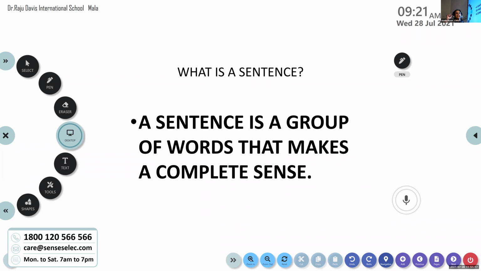What is a sentence? A sentence is nothing but a group of words that makes complete sense. Is that clear? A group of words that makes complete sense is called a sentence. Clear to all of you? Yes, so a sentence is a group of words. We know what words are. We are familiar with words now. So a group of words, but it should make complete sense. Only then can we call it a sentence. Now we know what a sentence is.